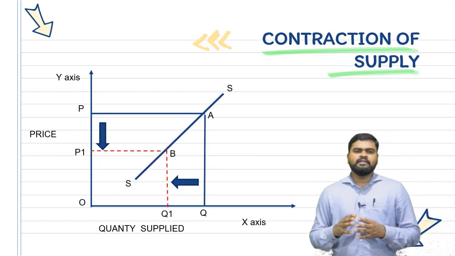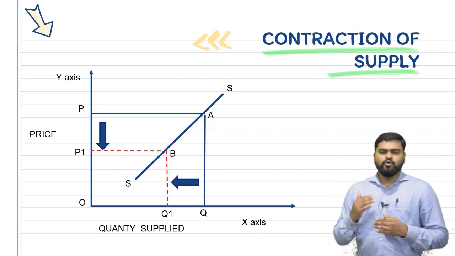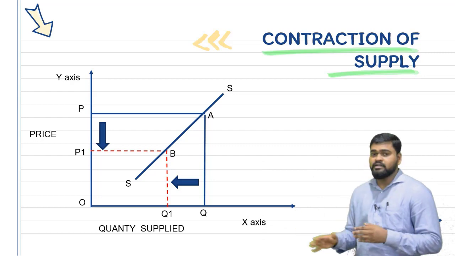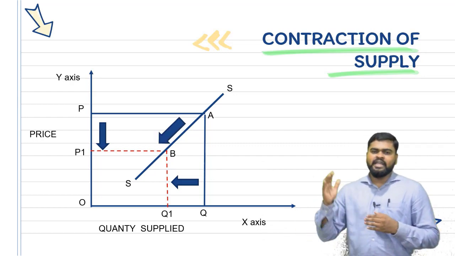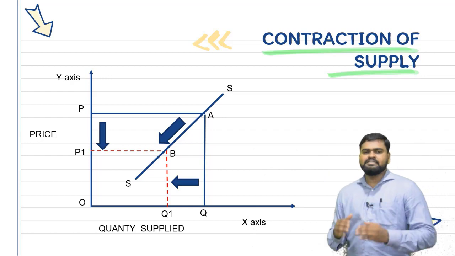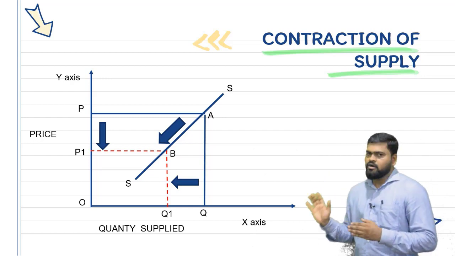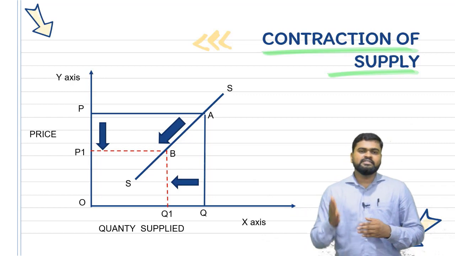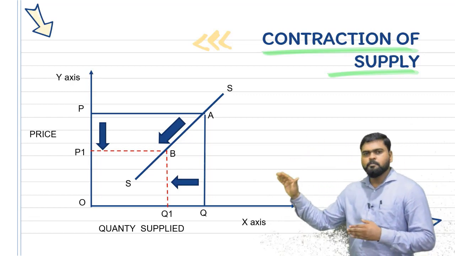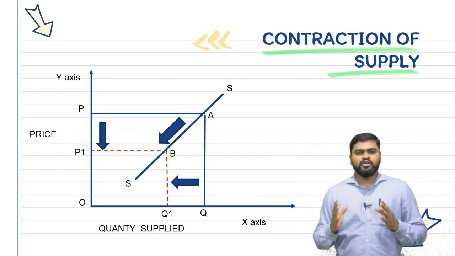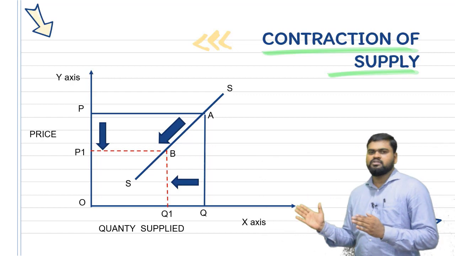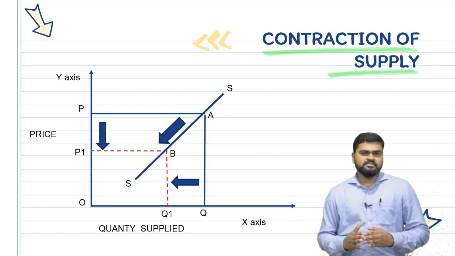Now if you look here, the price decreases from OP to OP1, quantity supplied also decreases from OQ to OQ1, and we move from point A to B on the same supply curve. Here price decreases, as a result quantity supplied also decreases, and the movement is on the same supply curve from point A to point B. This is in simple terms called contraction of supply, which means price decreases, as a result quantity supplied also decreases.